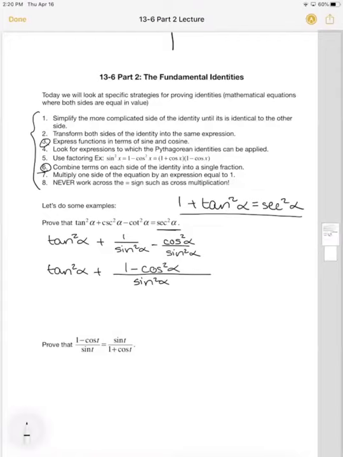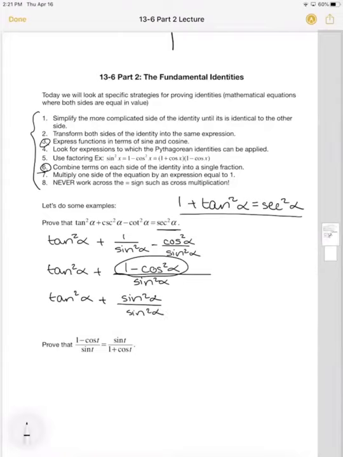Well, what is 1 minus cosine squared alpha? Well, look at your first Pythagorean identity. Sine squared plus cosine squared equals 1. So 1 minus cosine squared is going to equal sine squared. And so I have the tangent squared of alpha plus the sine squared of alpha over the sine squared of alpha.